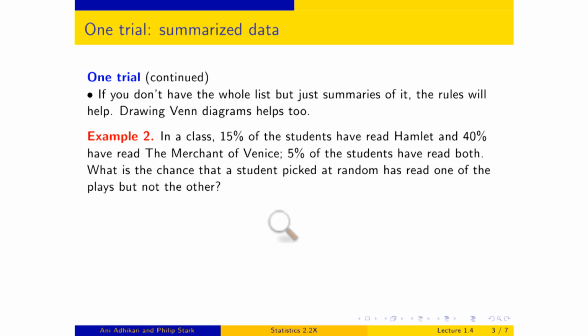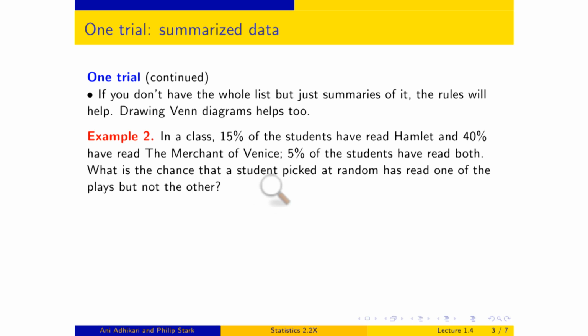So let's take an example there. I've got a class full of students and 15% of them have read Hamlet and 40% of them have read The Merchant of Venice. 5% have read both. I find that schools, at least here, assign The Merchant of Venice more frequently than they assign Hamlet. It's, I suppose, for young people in middle school and high school, an easier set of ideas to get their heads around. I'm not sure why.